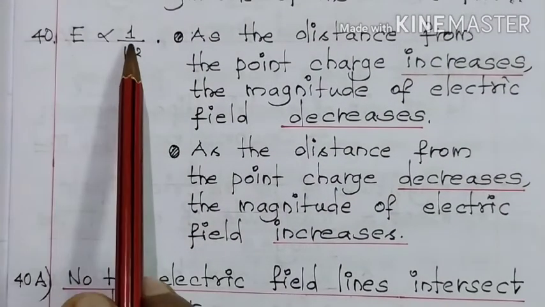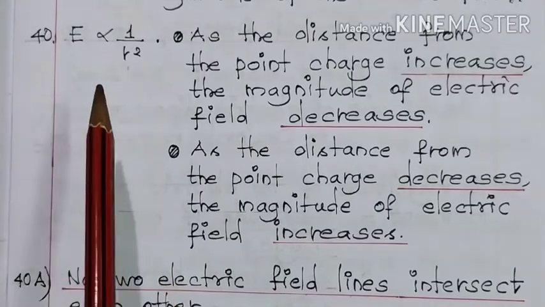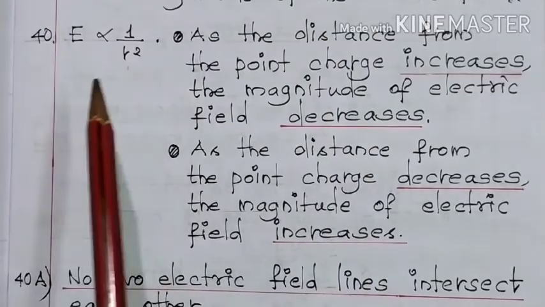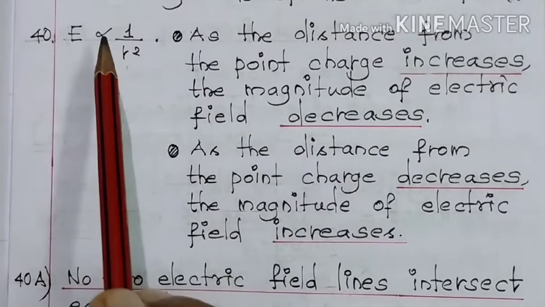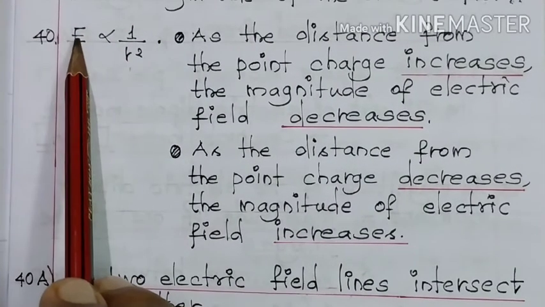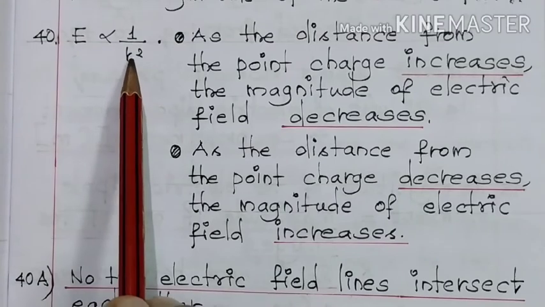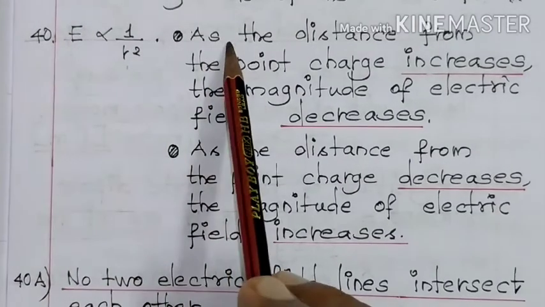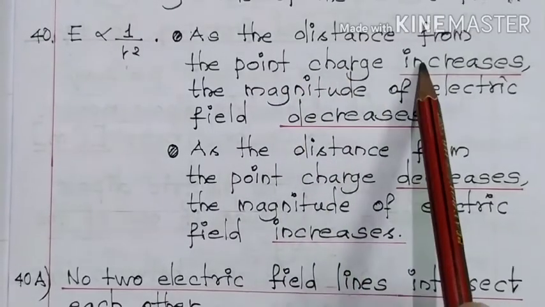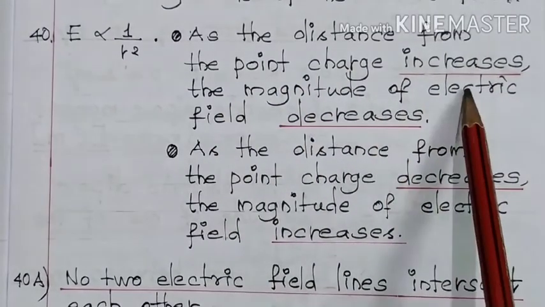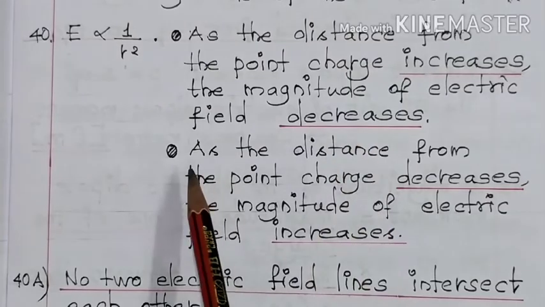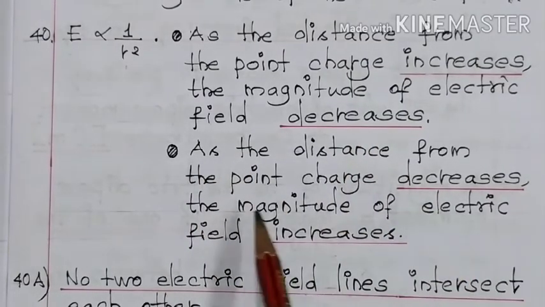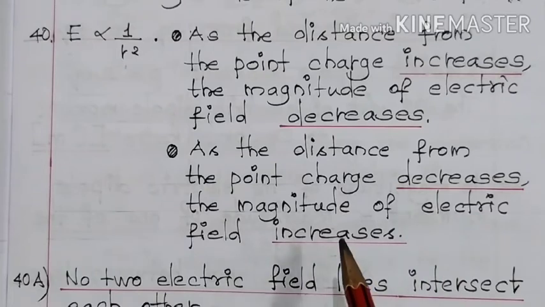Then the next point is E is inversely proportional to R square. That is, capital E is proportional to 1 by R square. So, as per this equation, this capital E, that is electric field, and R, which is nothing but the distance, are inversely proportional. So, what happens? As the distance from the point charge increases, the magnitude of electric field decreases. In the same way, as the distance from the point charge decreases, the magnitude of electric field increases.